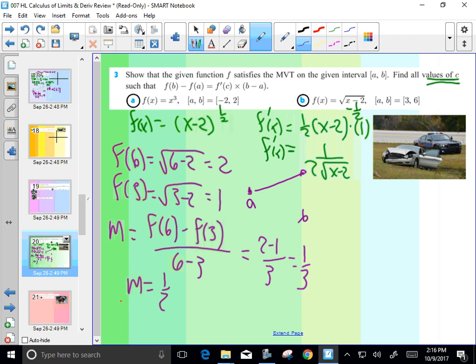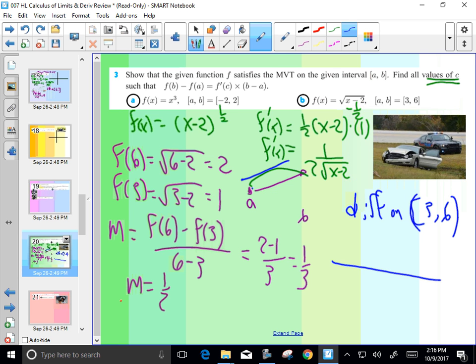Now, I'm saying that there's at least one place in here where the slope is equal to 1/3. Does it make sense? If it's differentiable, is it differentiable? Now, differentiable on 3, 6. Is it differentiable on that interval? Here's 3, and here's 6. This is the region I'm looking at.